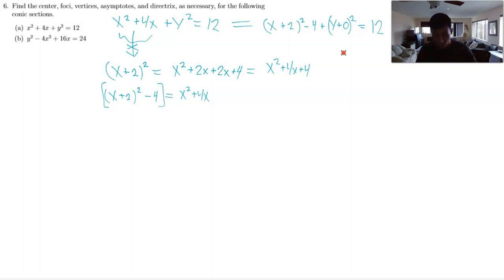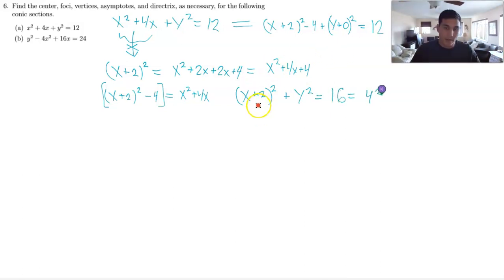Now let me focus on this part. I want the negative 4 to be on the other side. If I add the negative 4 on the other side, it becomes a 16. So I will start writing over here: x plus 2 squared plus y squared is equal to 16. And 16 itself is equal to 4 squared. So look at that. We have x plus 2 squared plus y squared is equal to 4 squared.